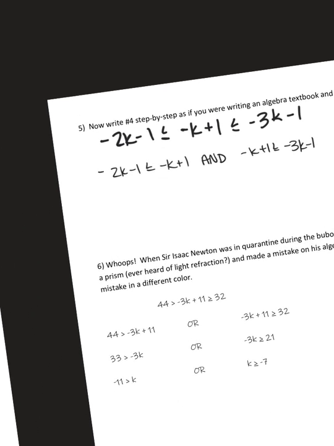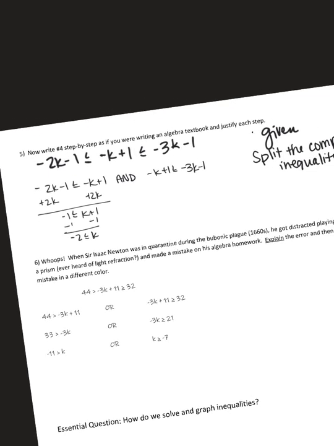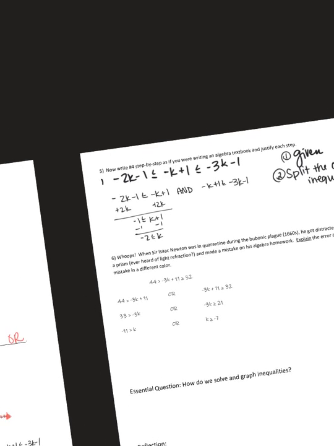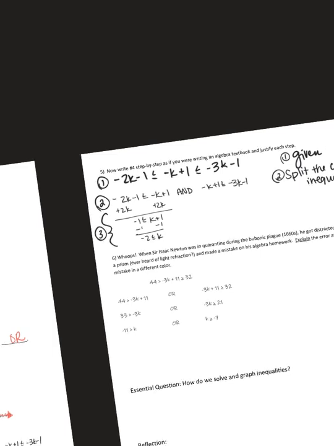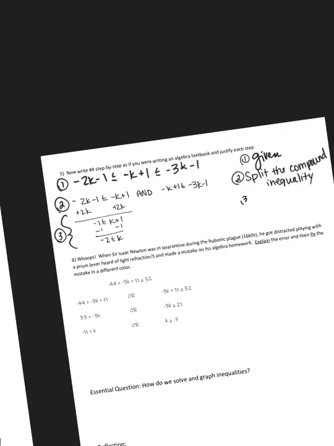Okay, so the first thing we're going to do is add 2k to both sides. So we get negative 1 is less than or equal to k plus 1. Then we're going to subtract 1. And we get negative 2 is less than or equal to k. Okay, so then this is step 1, this is step 2. Let's number things. Okay, and then step 3 is all of this. So we are solving each inequality.